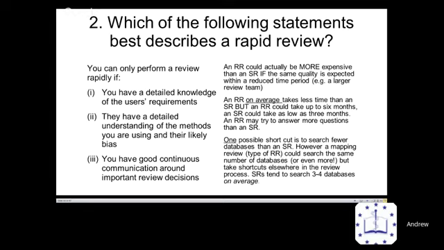A rapid review could take as long as 6 months. A systematic review could take as little as 3 months. So we can't distinguish a rapid review purely on time.